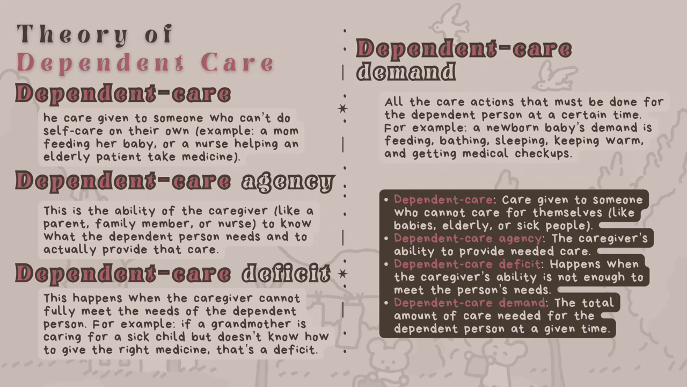Dependent care demand is what we call the care actions that must be done for the dependent person at a certain time. For example, a newborn baby demand is feeding, bathing, sleeping, keeping warm, and getting medical checkups. Ito naman sa dependent care demand, ito yung mga action that must be done on the dependent person at may sagradong oras lang. Ibig sabihin, there is a certain time to meet their needs sa ganong oras lang, sa ganong panahon lang. Kasi nga, doon lang nila kailangan. Diba? Ano nga na ibibigay mo nung hindi nila kailangan?